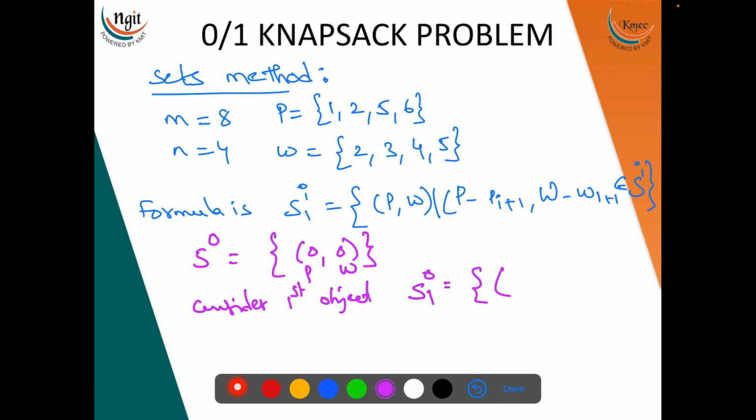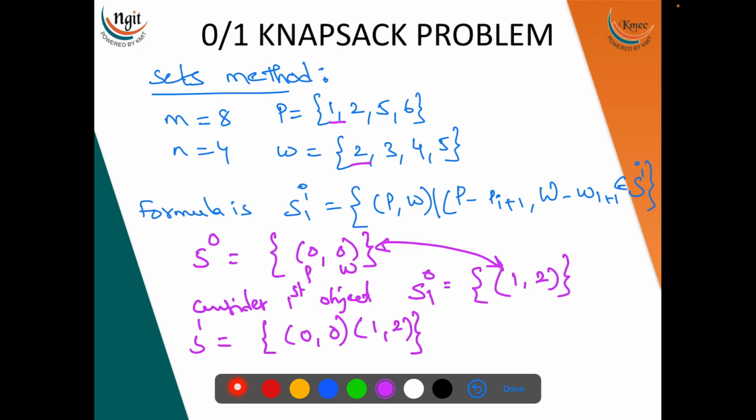Now consider the first object inside of your bag, that is S1 of 0 is equal to, what is the profit of the first item? 1. What is the weight of the first item? 2. That 1 comma 2 is a set. Now merge these two sets. Now that set is S1. S1 is equal to 0 comma 0 and 1 comma 2. That means first object is not included, first object is included.